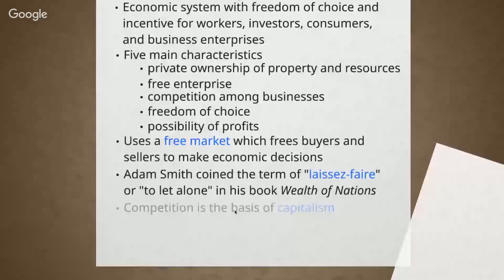All right. Competition is the key piece of capitalism. Without it, capitalism doesn't exist. You need people to outdo each other. The idea is, if you have a good or service, and you think you can do it better for a lower price, you've got a business model. Make some money, right?